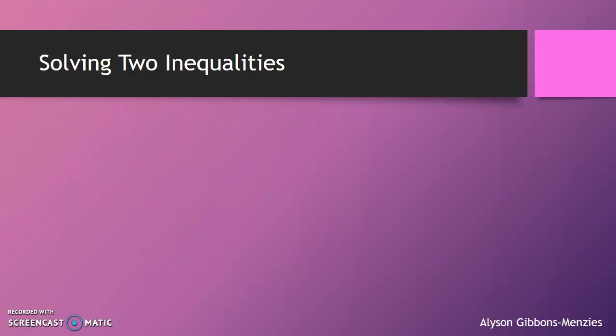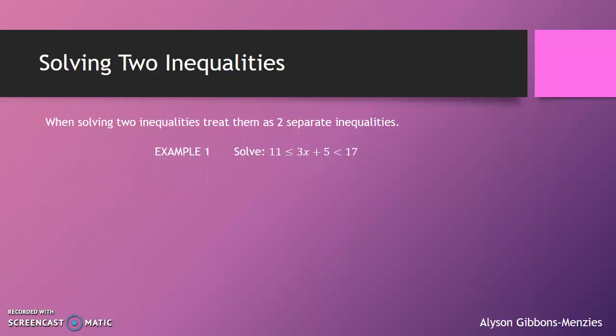Solving two inequalities. When solving two inequalities, treat them as two separate inequalities. Here's an example. Solve 11 is less than or equal to 3x plus 5 is less than 17. So let's take the first part. 11 is less than or equal to 3x plus 5. What should we do first? We'll subtract 5 from both sides of the inequality.